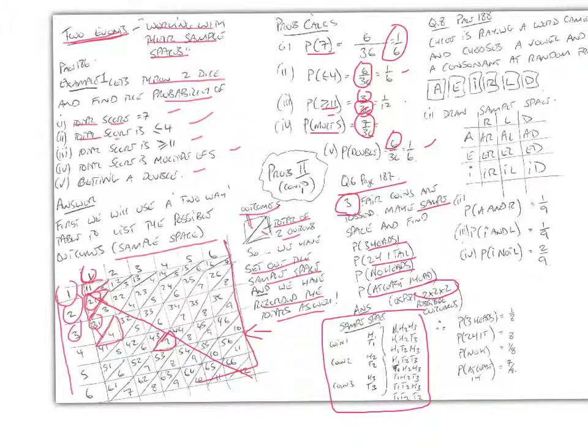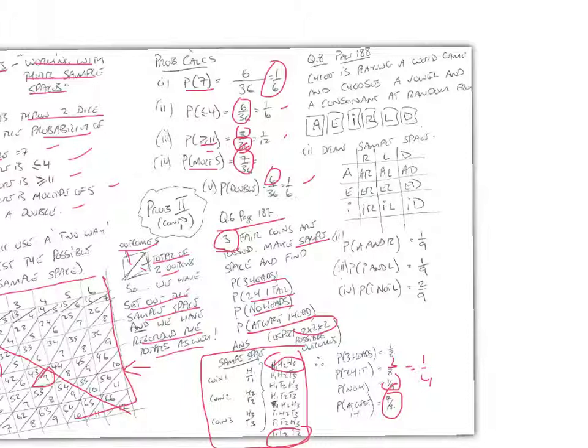Working with this, the probability of 3 heads is 1 in 8. Sorry, the probability of 2 heads and a tail is 3 in 8. The probability of no heads is 1 in 8, there it is, and the probability of at least 1 head is 7 in 8.